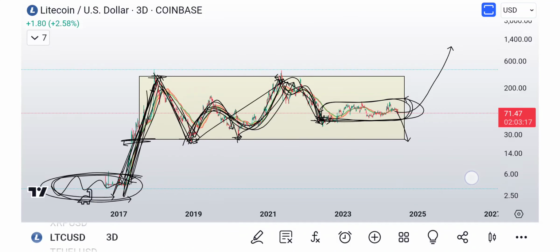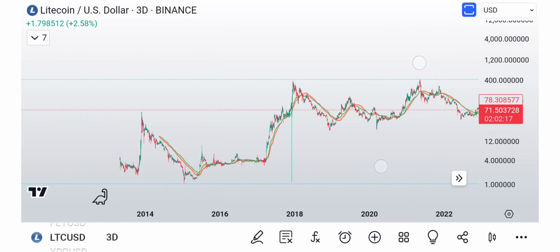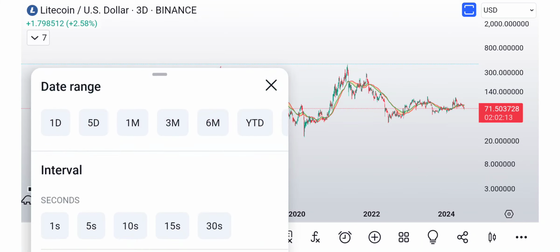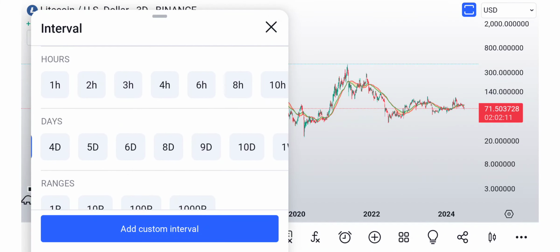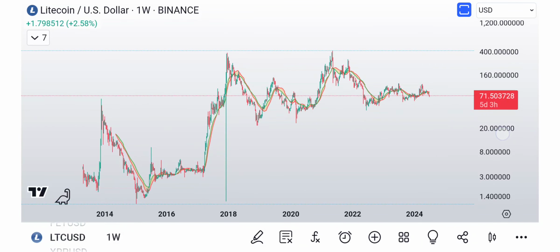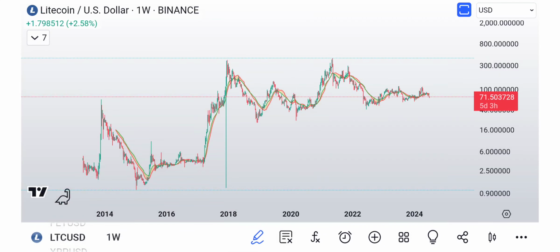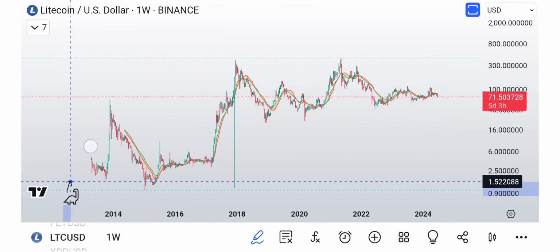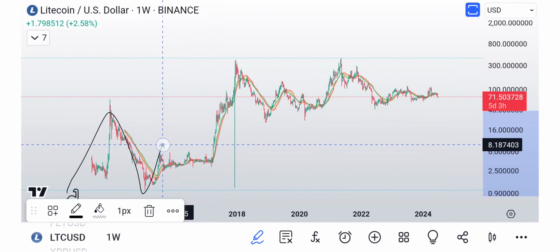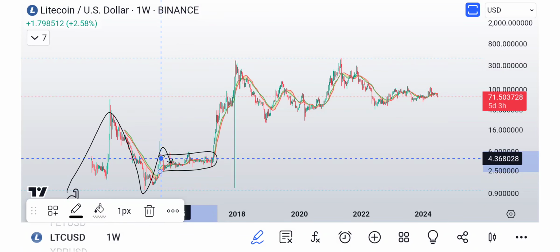Because remember, Litecoin is only... And here we go. On the Binance chart, we actually have a lot more data here. So let me zoom out here to the weekly chart. Okay, so we're looking at the weekly chart here on Litecoin, and you can see, again, this is exactly what happened last time. We had a rise, we had a crash, we had a retracement, and then we went down into reaccumulation, and then we went sideways, right?